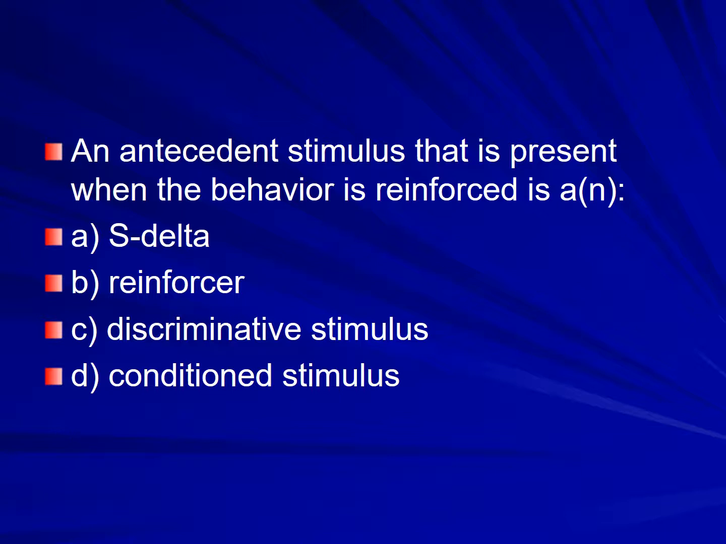We've talked about different antecedents. These were some questions I was going to do together in class, so just for fun, we'll go through these right now. An antecedent stimulus that is present when a behavior is reinforced is a or an, and which is correct? Well, you should have selected C, discriminative stimulus.